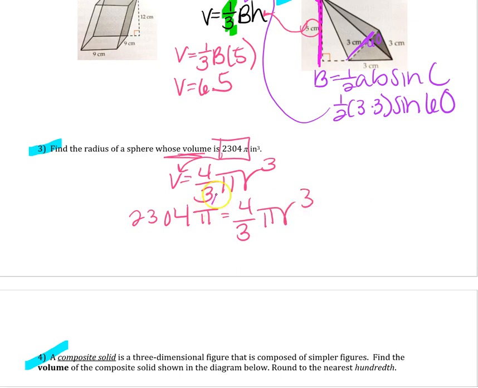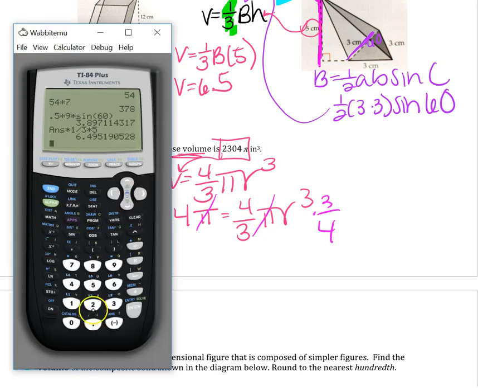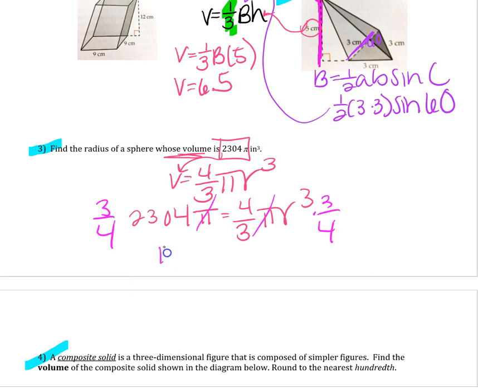Now, here's the good news. When you divide by pi, they're going to go to 1, so those drop out. In order to get rid of the 4/3, I'm going to multiply both sides by 3/4. 1728. Okay, and then I have to find the radius.